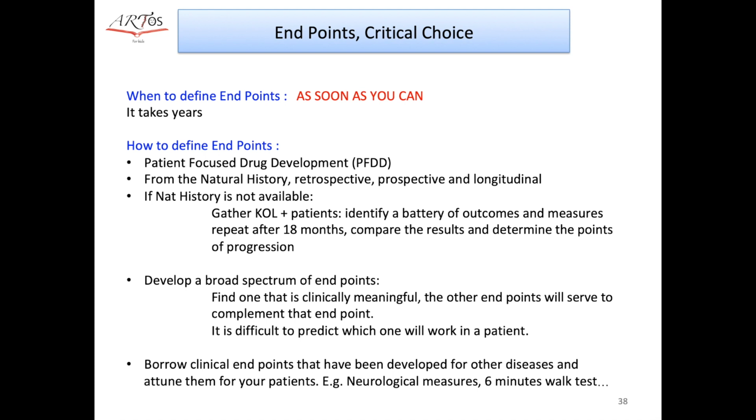Repeat that after 18 months and compare the results and determine the points of progressions. Try to develop a broad spectrum of endpoints. Find one that is clinically meaningful. The other endpoints will serve to complement that endpoint, because it is difficult to predict which one will work in a patient. To ease the process, remember that you can borrow clinical endpoints that have been developed for other diseases and attune them for your patients. For example, neurological measures, the 6 minutes walk test. Rare diseases have complex phenotypes, but some overlaps and are common to several diseases.